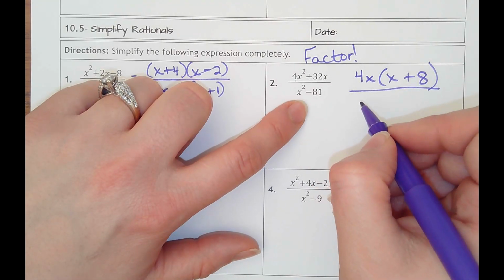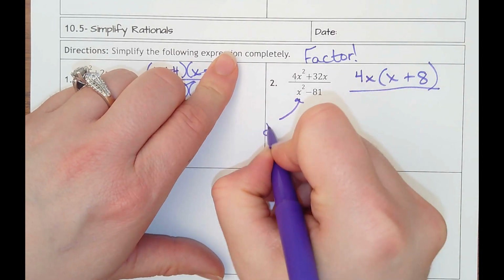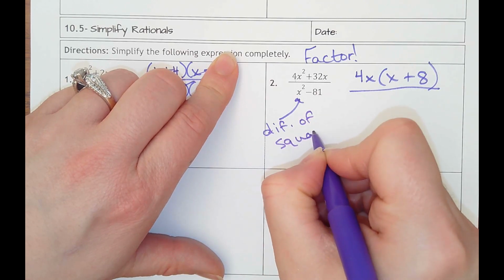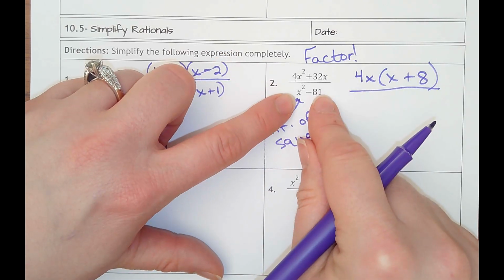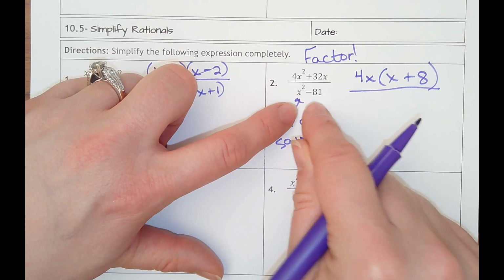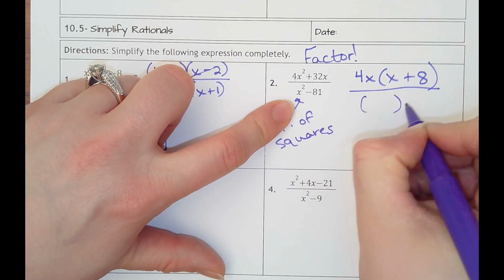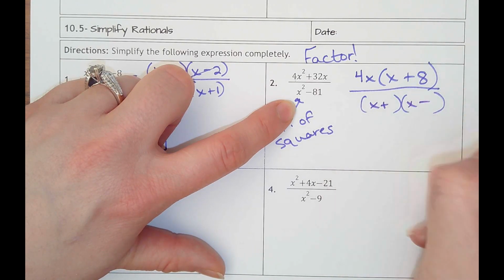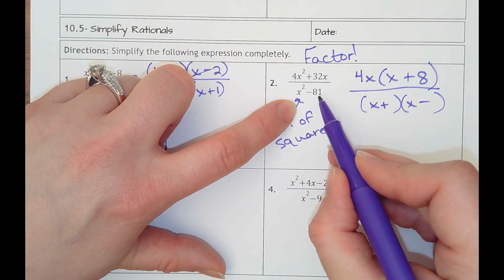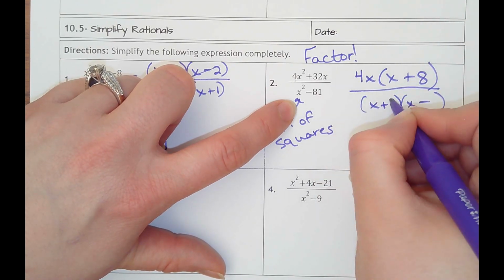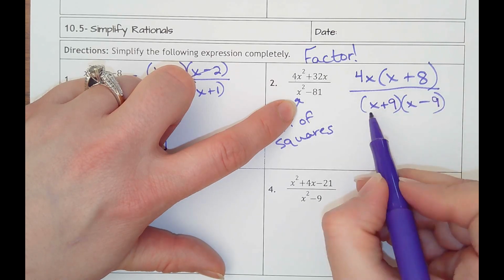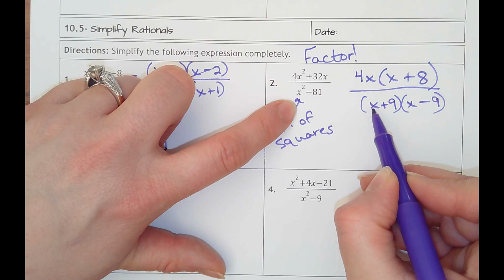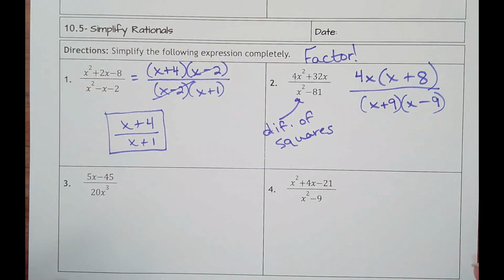X squared minus 81, that's what's called a difference of squares. A difference of squares is going to have only 2 terms, subtraction between them, and they're both perfect square terms. So it's still going to be 2 binomials, but one's going to be plus, one's going to be minus, and they're going to be the exact same number. So what number times itself is 81 would be 9. So see how this would get x squared, a positive 9x, minus 9x, those would cancel. 9 times negative 9 is negative 81.